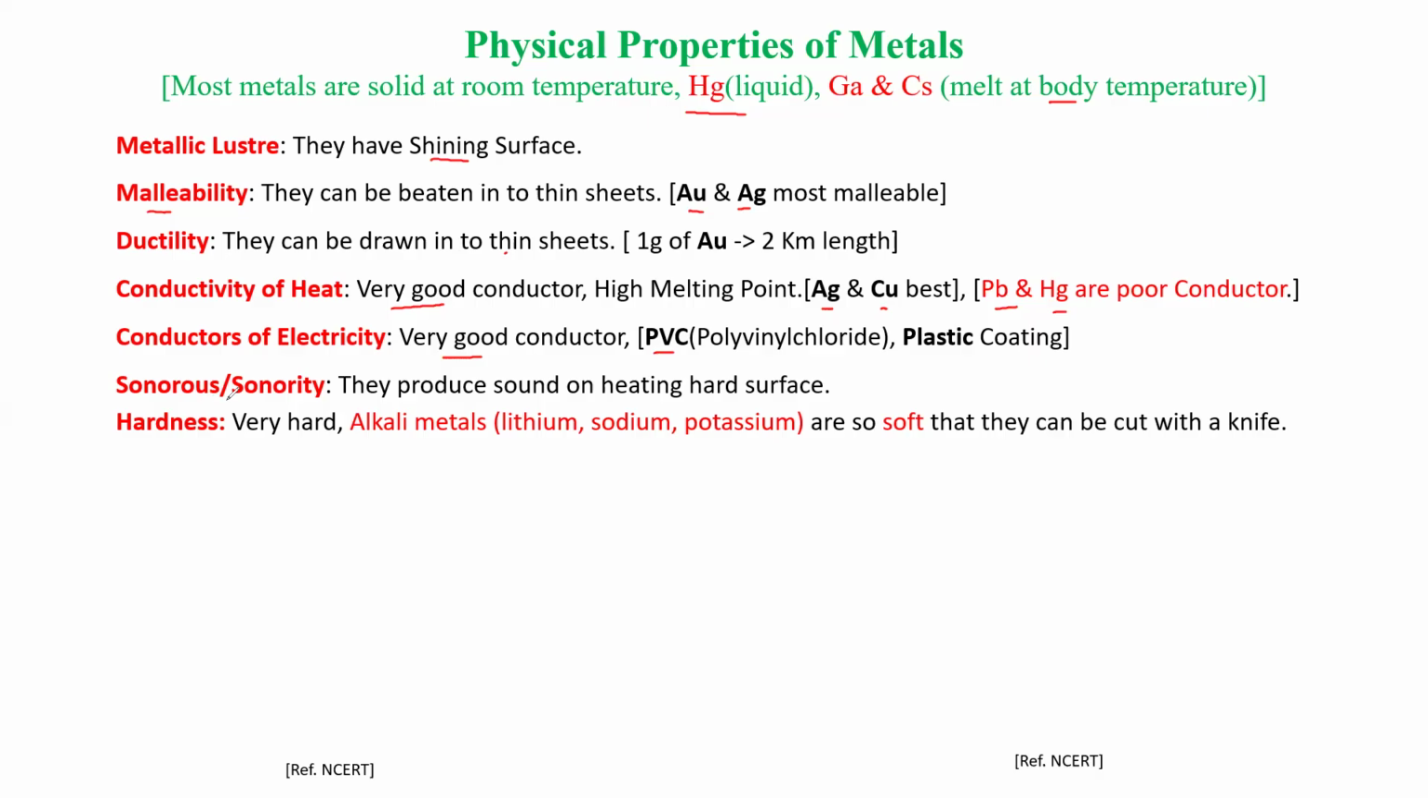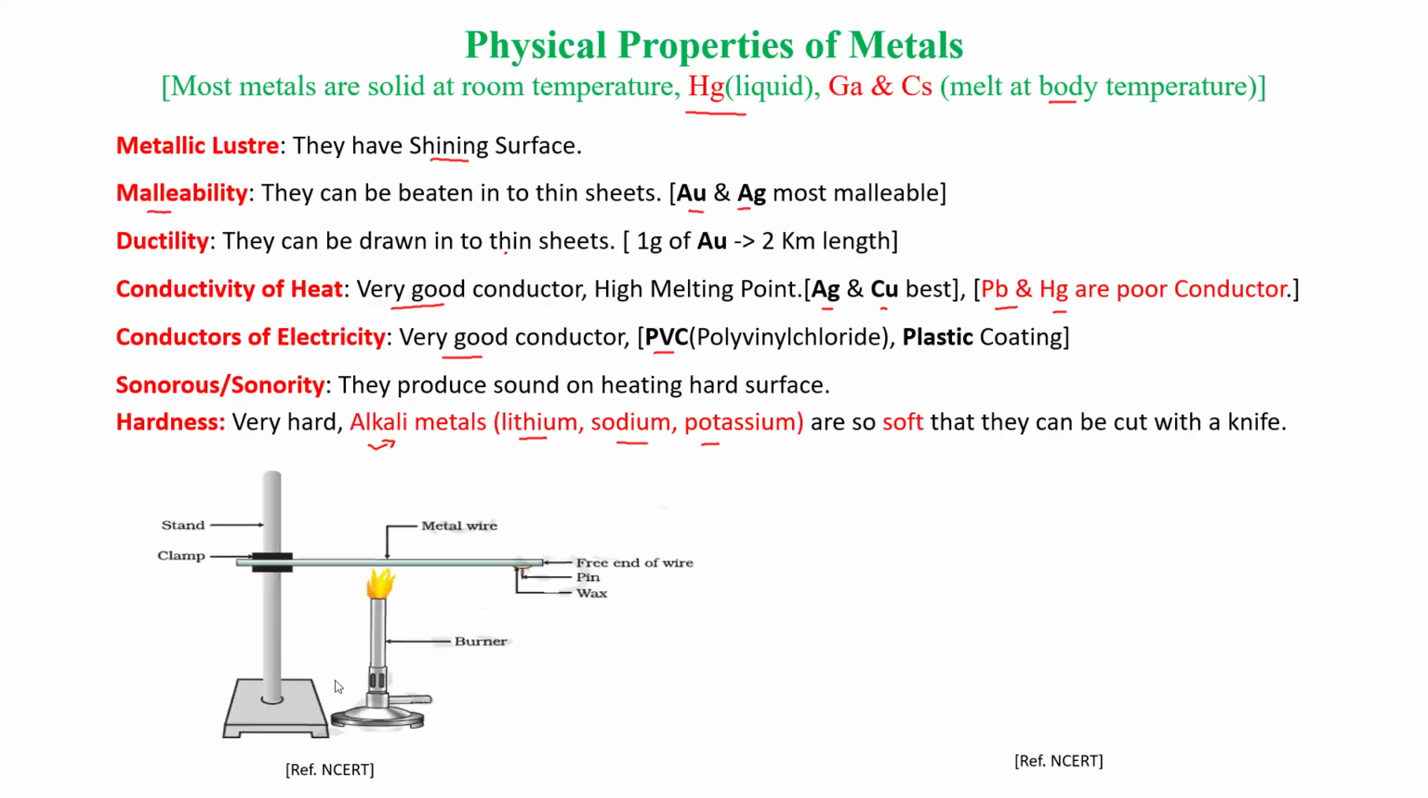And it is sonorous, or what is sonority? It is going to make a sound when you hit it, like an olden age school bell. Now we have hardness, it is very hard. Okay. And some alkali metals, lithium, sodium, and potassium are so soft that you can cut them with a knife. So these alkali metals are exceptions. These things we have to remember. Exceptions are very important.